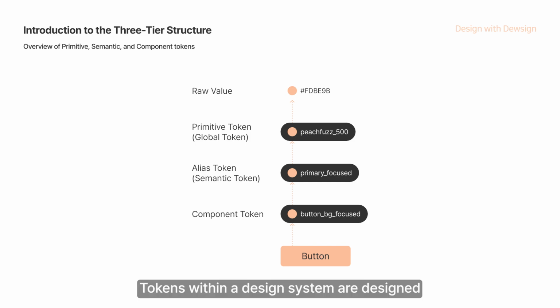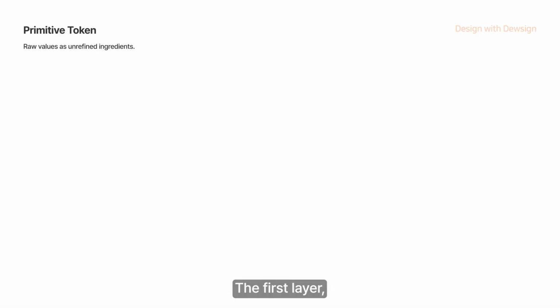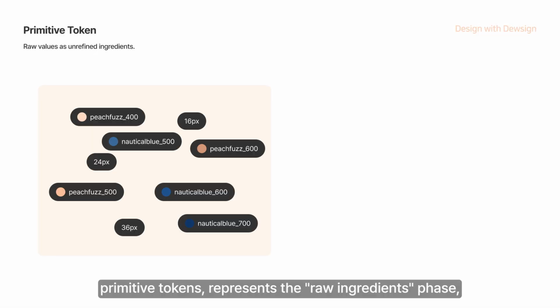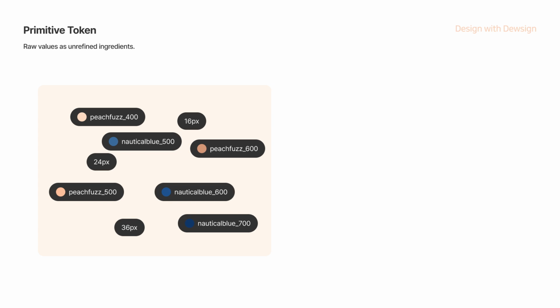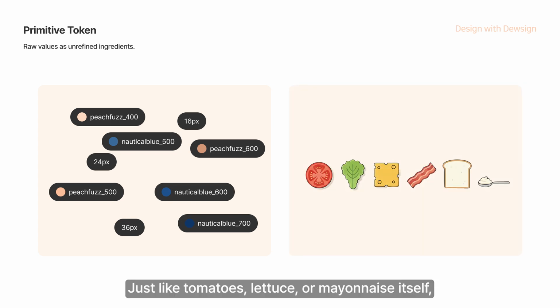Tokens within a design system are designed into 3 distinct layers for efficient management: primitive, semantic, and component. Shall we imagine a situation before a chef begins to cook? The first layer, primitive tokens, represents the raw ingredients phase, where you carefully select components before cooking begins. Just like tomatoes, lettuce, or mayonnaise itself, there is no design intent behind the names. It is best to understand this as the purest state, defining only the intrinsic value of the ingredient, such as peach fuzz 500 or nautical blue 600.